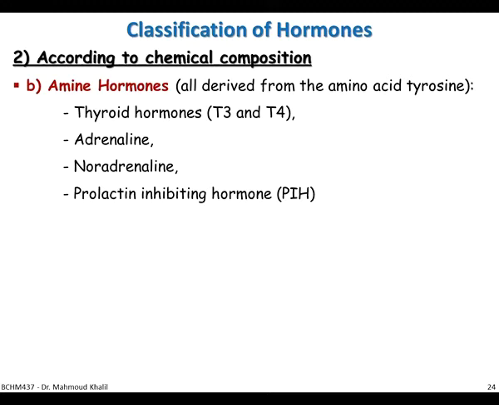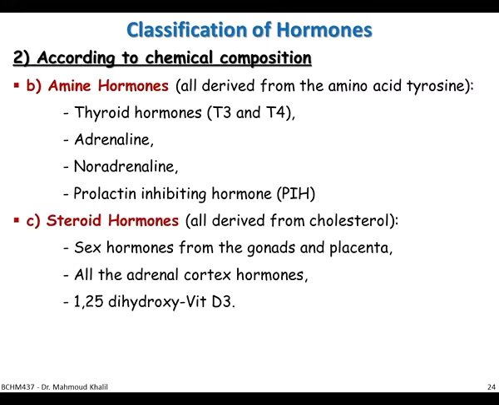So continuing to talk about the classification of hormones according to chemical composition. The last 2 or 3 slides were describing the classification of hormones according to chemical composition, but they were the polypeptide hormones. Here there are some other types of hormone called amine hormones, and these types of hormones are all derived from the amino acid tyrosine. We have the thyroid hormone, we have adrenaline, we have noradrenaline, and we have the PIH.